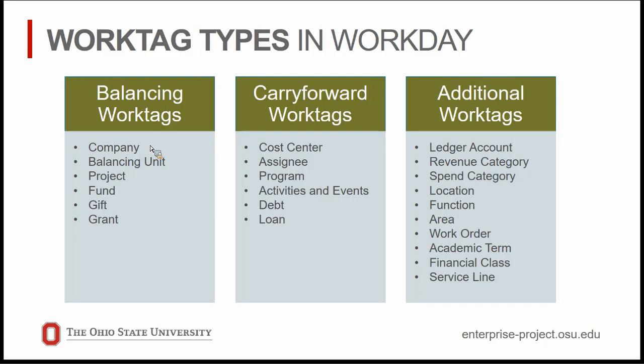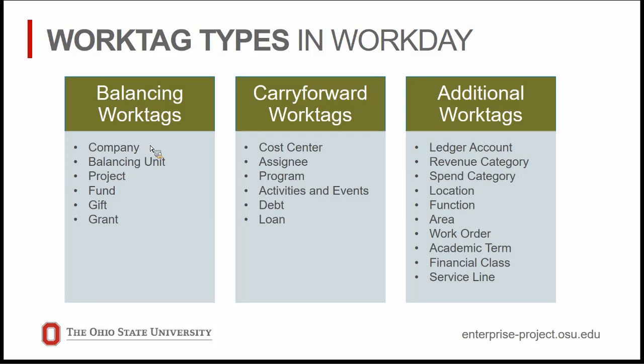Academic term, this is used to track the term for student revenue. You might also see people using it for awards that they give out for the time period that they gave those out. We might also use it to determine when an event took place. The next two work tags are specific as of now to the health system. So financial class allows them to classify their revenue, so Medicare, Medicaid, etc. And then health system service lines will also be available for tracking.